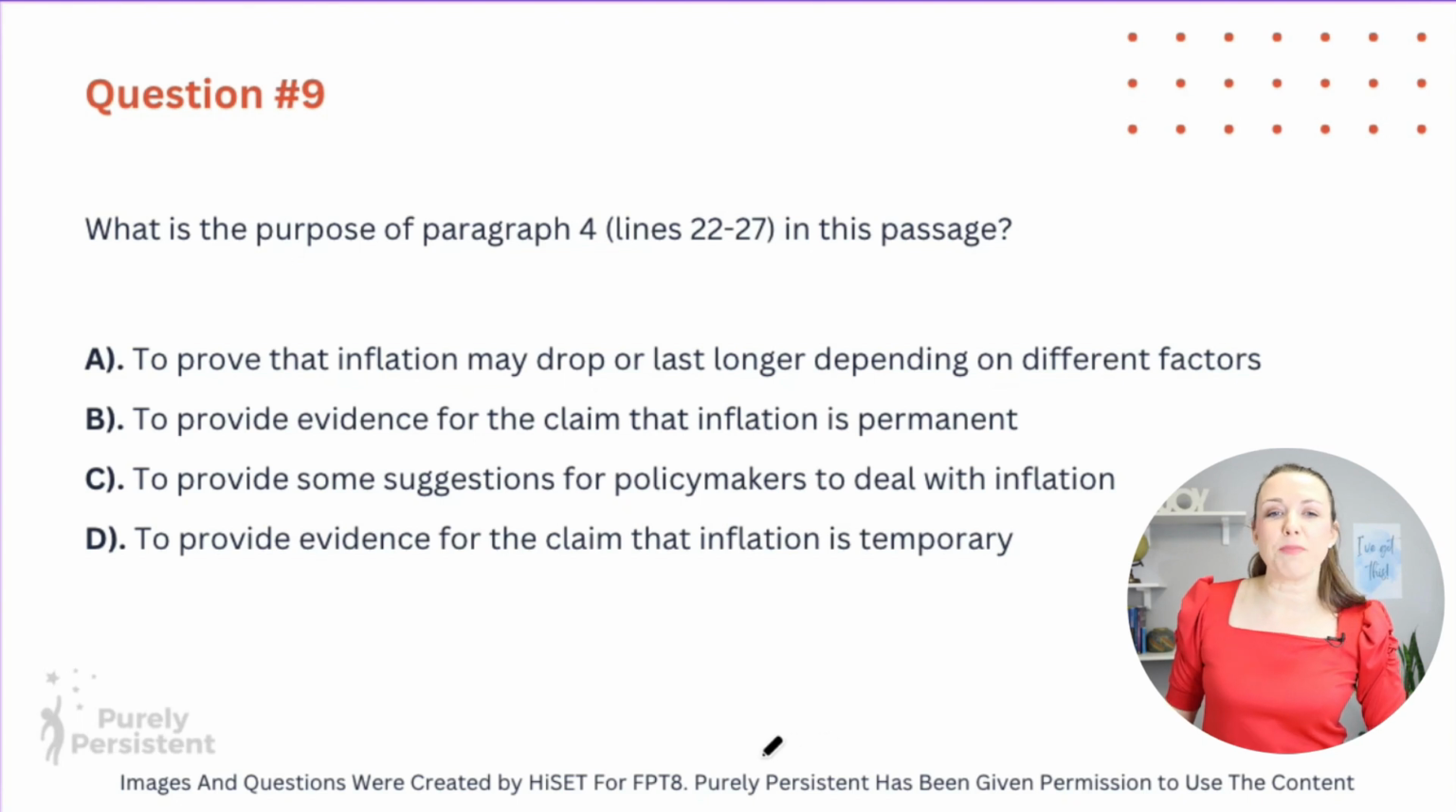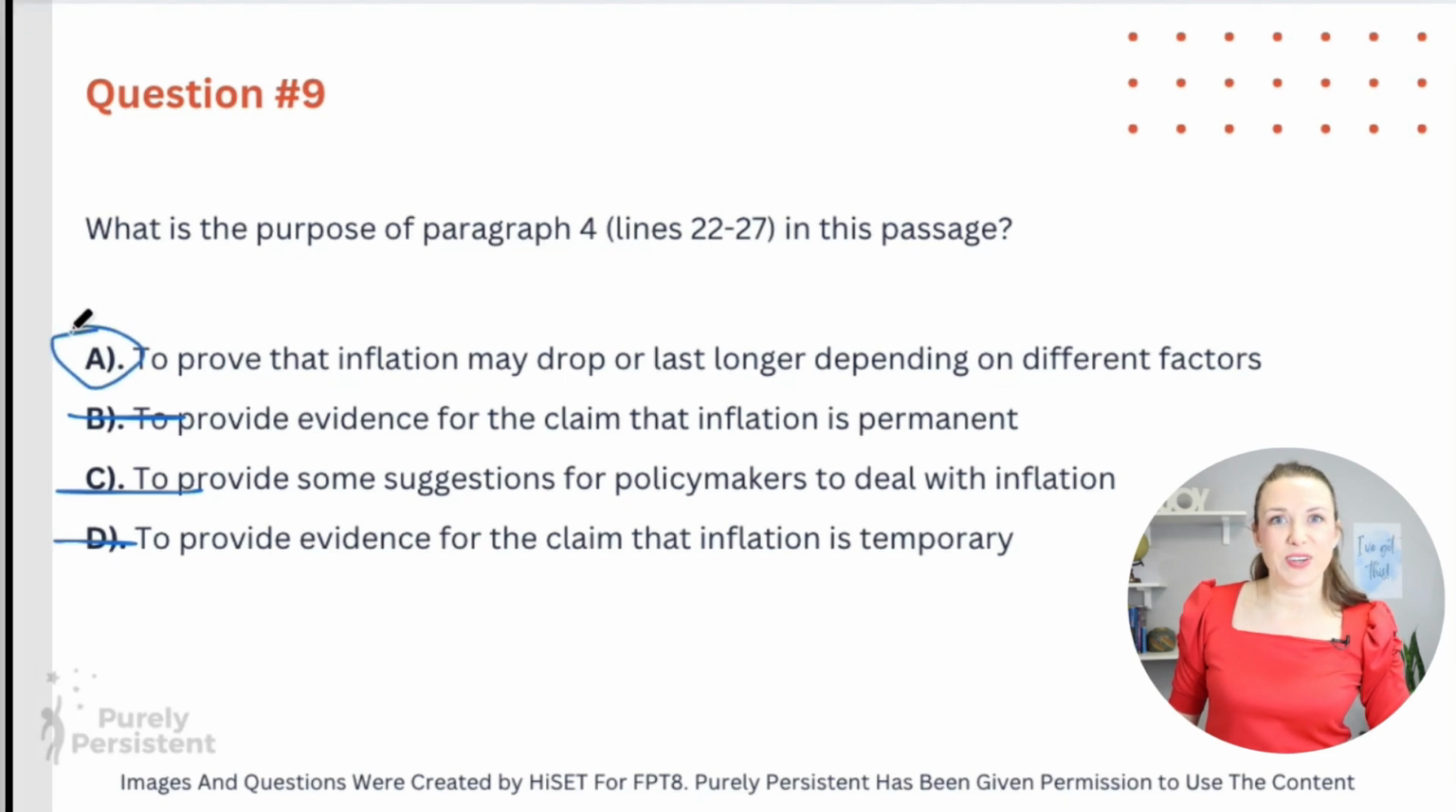So let's look at B. To provide evidence for the claim that inflation is permanent. No, it gave us those options, right? C. To provide some suggestion for policymakers to deal with inflation. No, it didn't talk about that. D. To provide evidence for the claim that inflation is temporary. No. So it really did that comparison. So A here is our answer.